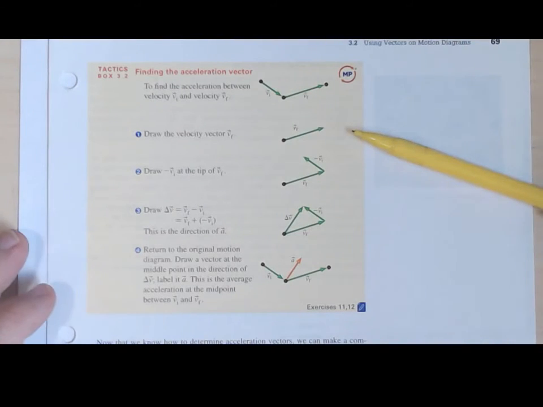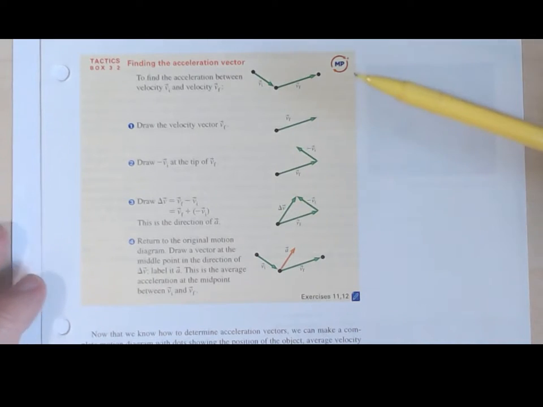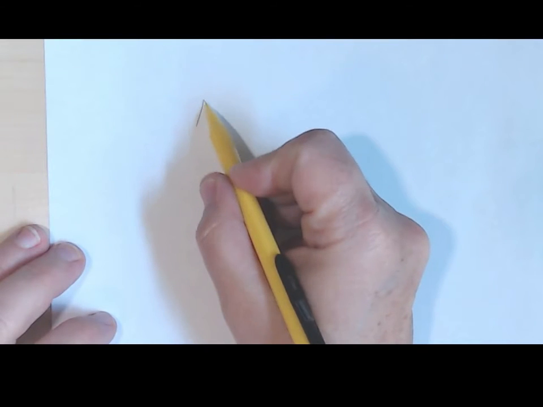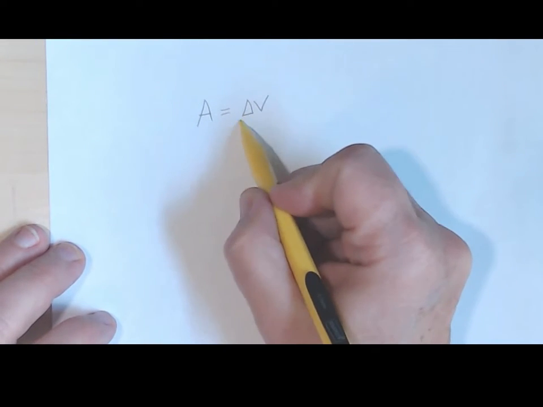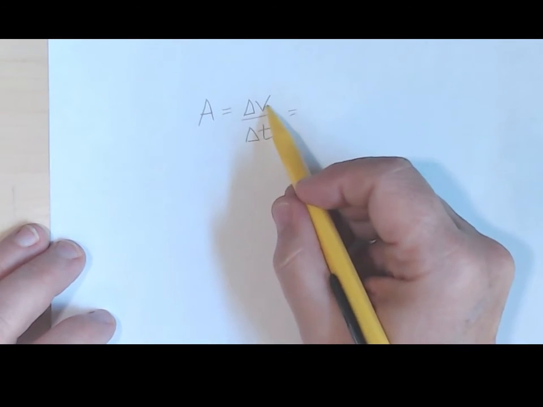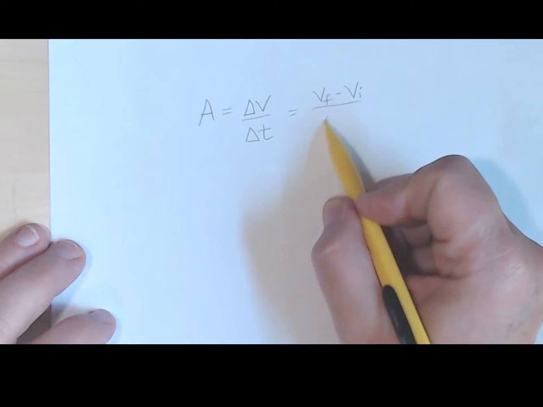Okay, so now we're going to go over Tactics Box 3.2, which is homework problem number 2. In this one, we're finding the acceleration vector. Now, I want to just point out that the acceleration vector, as we recall from Chapter 2, is defined as the change in velocity over the change in time. Change in velocity is the same as v final minus v initial, right?